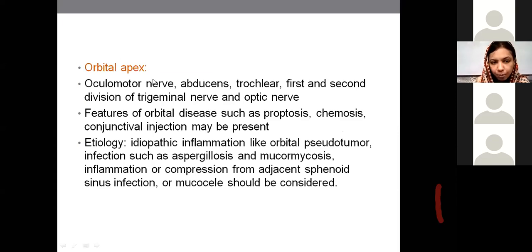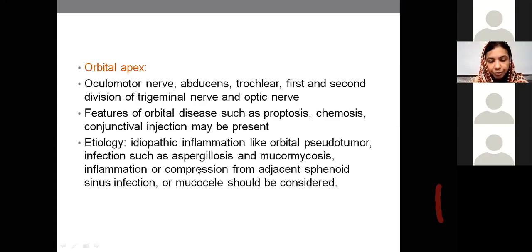Now moving towards the orbital apex. Orbital apex may involve the oculomotor nerve, abducens nerve, trochlear nerve, first and second division of the trigeminal nerve, or यहाँ पे optic nerve भी साथ में आ जाती है. Features of orbital disease such as proptosis, chemosis, conjunctival injection may be present. Etiology includes idiopathic inflammation like orbital pseudotumor, infection such as aspergillosis and mucormycosis, inflammation or compression from adjacent sphenoid sinus infection or mucocele should be considered. So multiple etiologies also here.